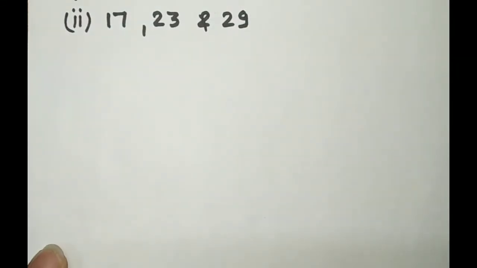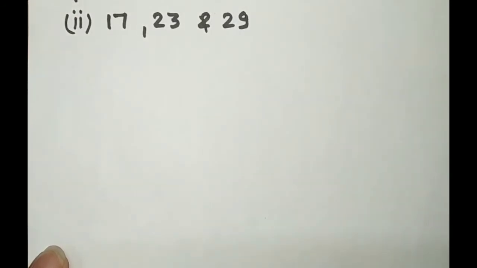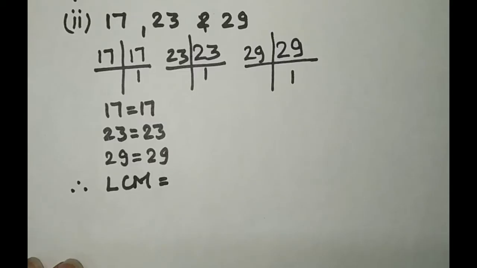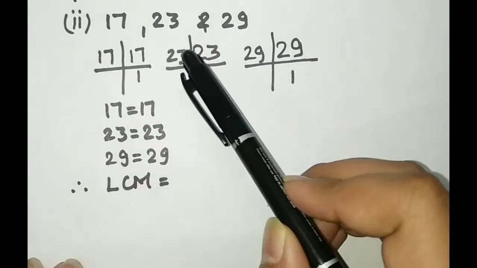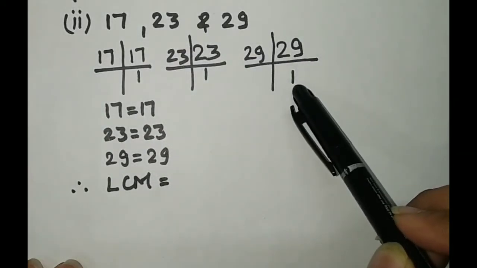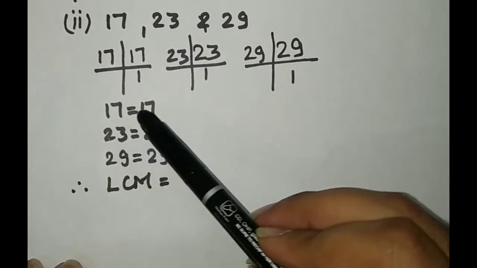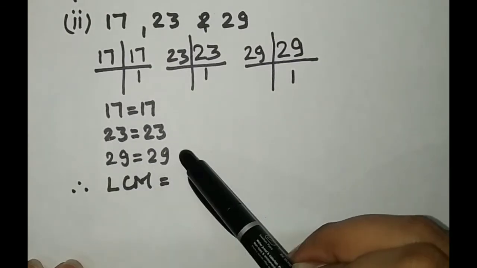Now second part, numbers are 17, 23 and 29. We have to find out LCM and HCF by using prime factors. So we will first find out prime factors of each number. So prime factor of 17 will be 17 ones are 17, 23 will be 23 ones are 23, 29 will be 29 ones are 29, 17 prime factor is 17, 23's prime factor is 23, 29's prime factor is 29.